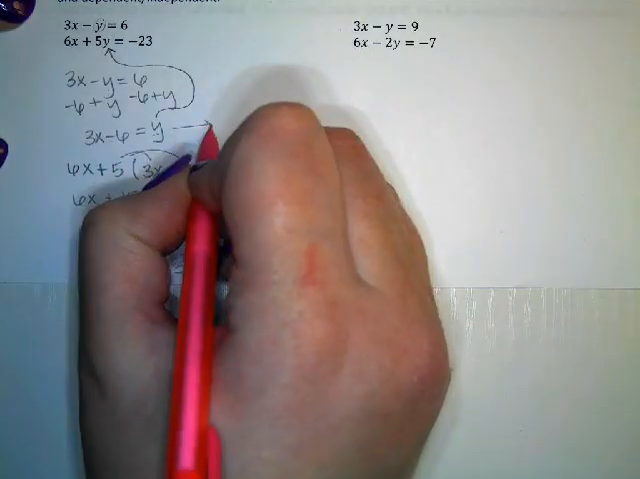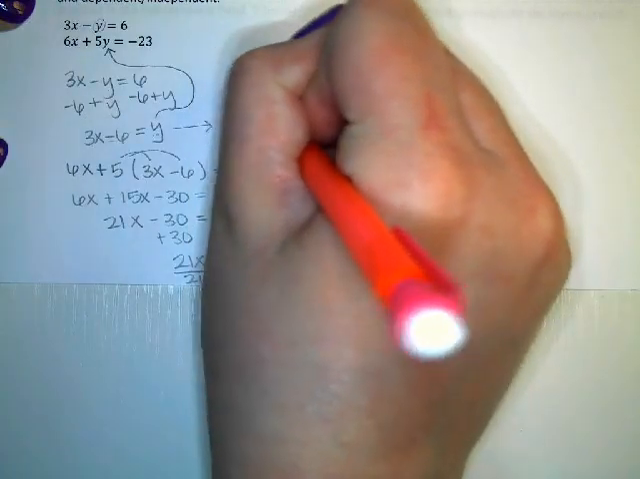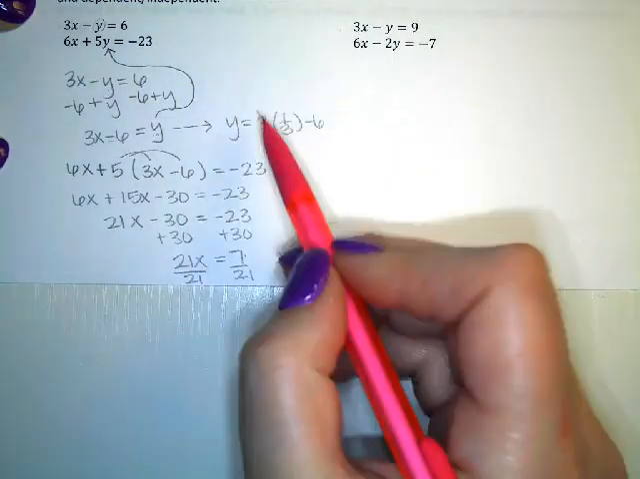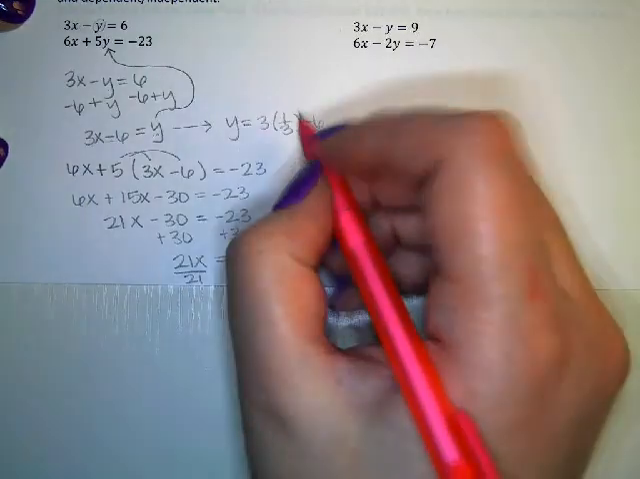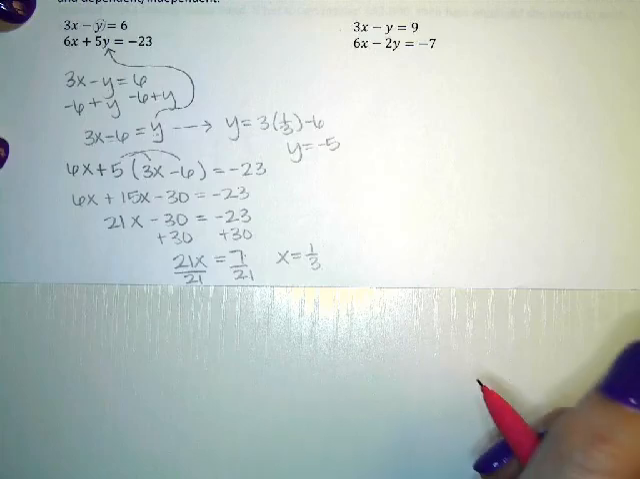And this is typically going to be your easiest method. So y equals 3 times 1/3 minus 6. 3 times 1/3 is just 1. 1 minus 6 is negative 5. And so that means our solution here is 1/3, negative 5.